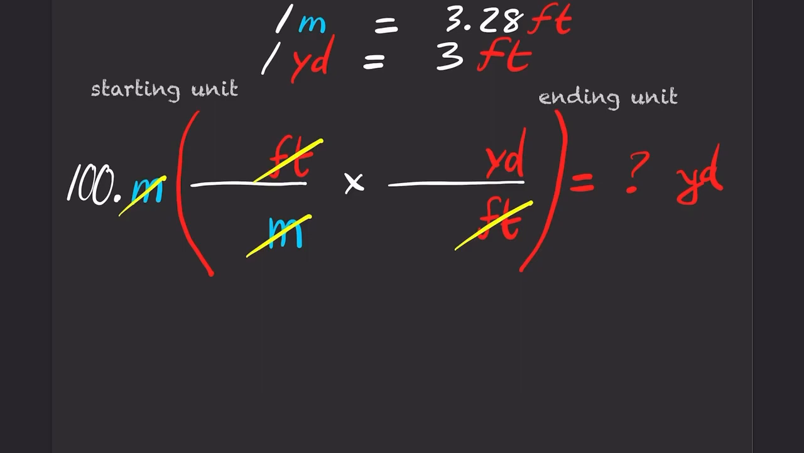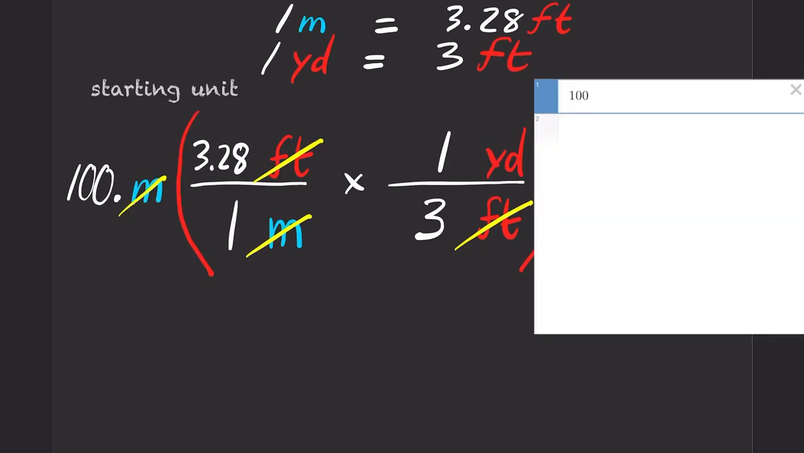Again, knowing that 1 meter equals 3.28 feet, if we plug 3.28 feet in the numerator and 1 meter in the denominator for the first conversion factor, meters will cancel, leaving us with just feet. Likewise, knowing that 1 yard equals 3 feet, if we plug in 1 yard in the numerator and 3 feet in the denominator for the second conversion factor, feet will cancel, leaving us with just yard at the end.